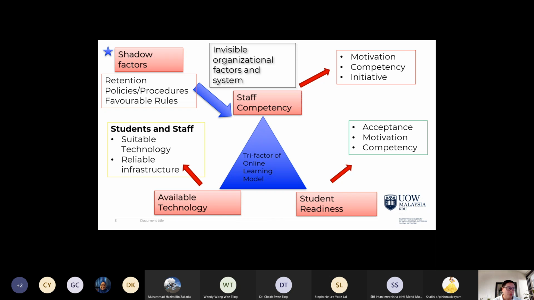Number two will be the available technology. When you look into a virtual environment, we cannot discount the fact that we rely on this invincible force called the internet. Now, when we talk about technology, the internet is only one aspect. I will emphasize it as we go along. Internet is only one aspect.